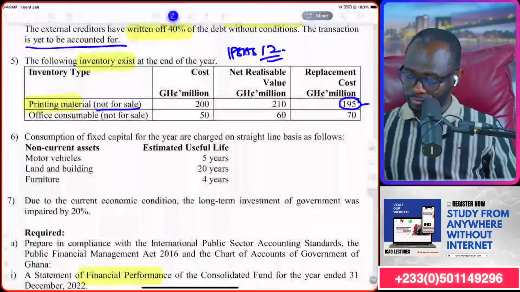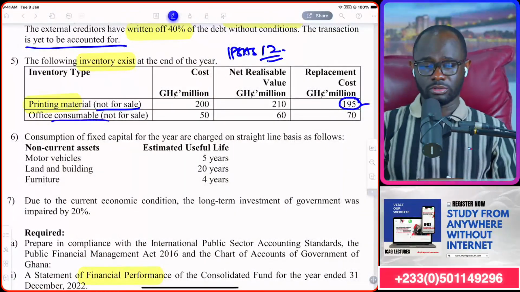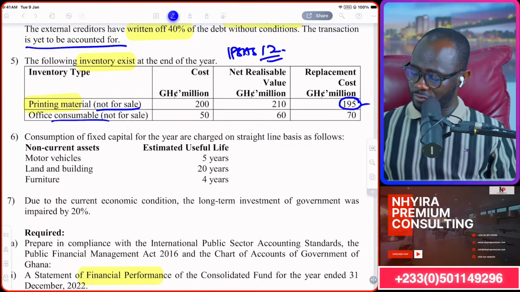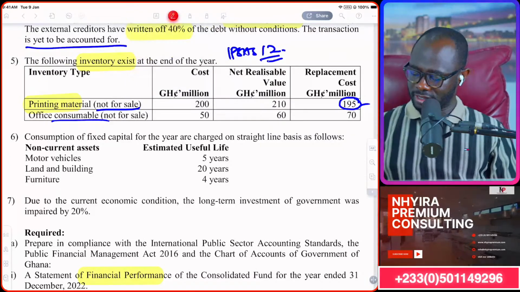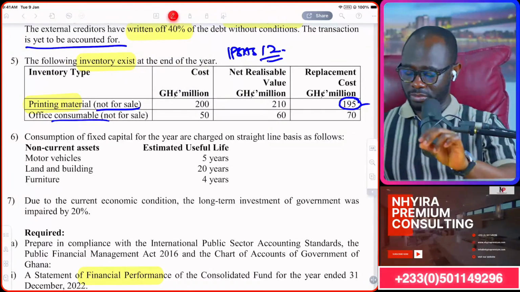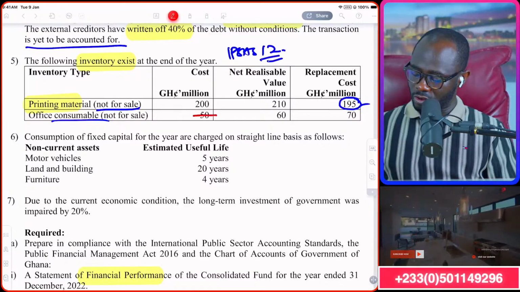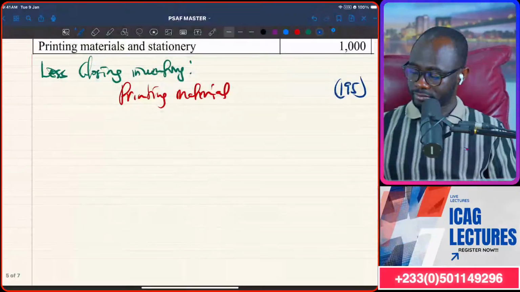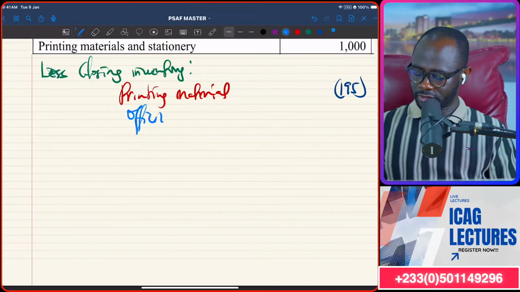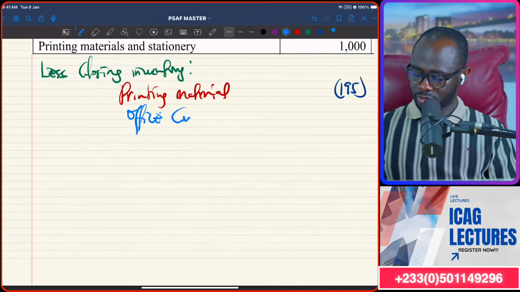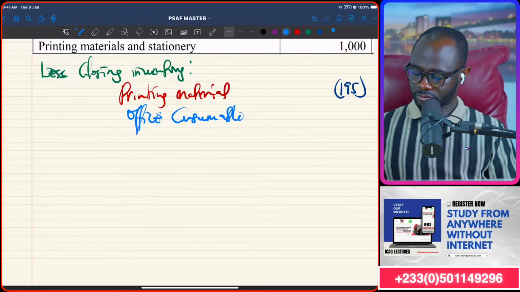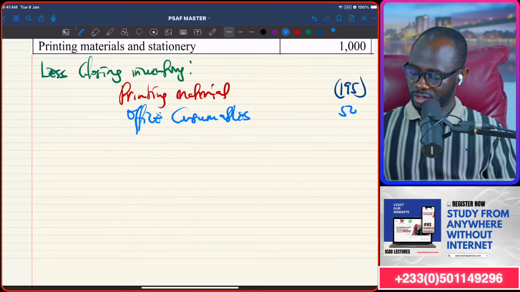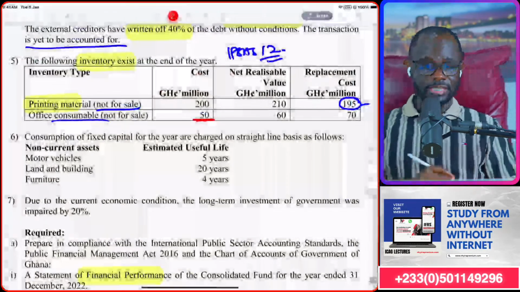Next one. Office consumables. Also not for sale. Okay. It means we would use lower of cost and net realizable value. But, sorry, lower of cost and replacement cost. Now, that one, the cost is lower, 50. So we'll use the cost rather there. So office consumables, 50. All right? That's the idea there.